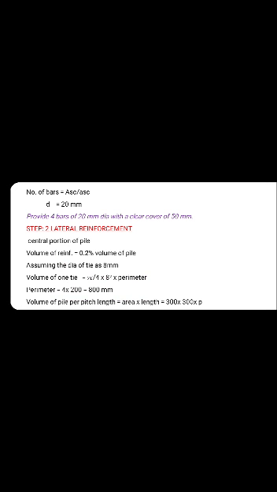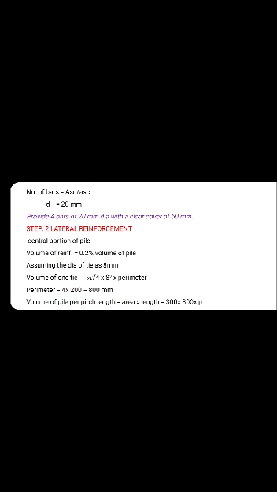Now the second step, lateral reinforcement. First, central portion of pile. Volume of reinforcement is equal to 0.2% of pile, which is taken from the code IS 2911. Then assuming the dia of tie as 8 mm, volume of one tie is equal to area into perimeter. Therefore perimeter is 4 into 200, which is equal to 800 mm. Therefore volume of one tie is equal to pi by 4 into d square into perimeter, which is obtained as 40,000 mm cube.